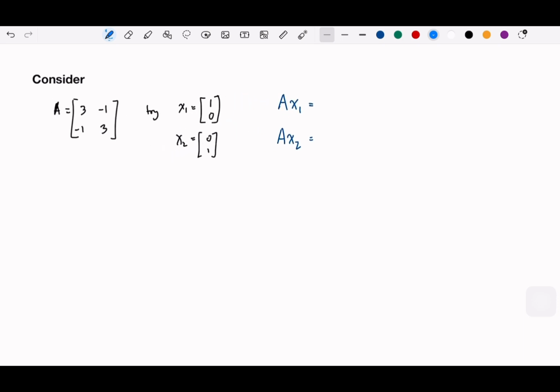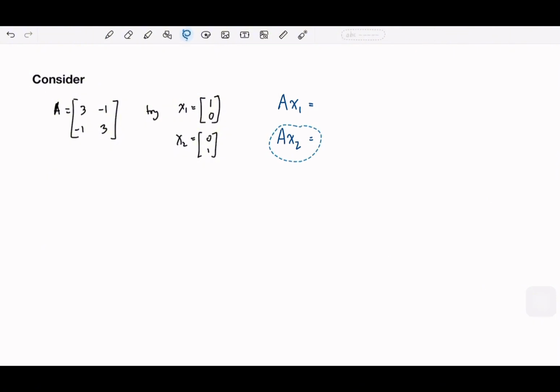For example, we say that the matrix A is [3, -1; -1, 3], and then we set some vectors, column vectors [1, 0] and [0, 1]. We just try trial and error to see what the resulting products are, so AX1 and AX2. We multiply and see how it looks. So basically we just multiply these two, matrix A and vector X.